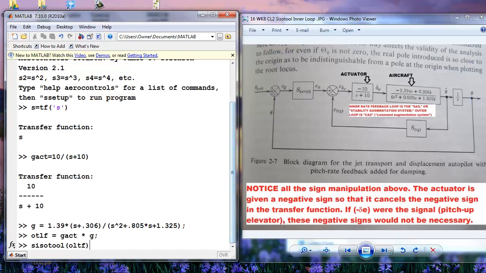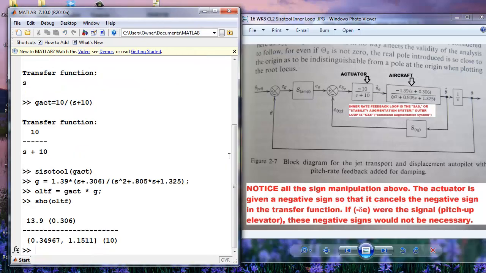And that will get rid of both minus signs that Blakelock has on the actuator and the aircraft. So what we're going to do here is create the actuator and then the aircraft and multiply them together to get the inner loop open loop transfer function. And we're going to send that to SISO tool.